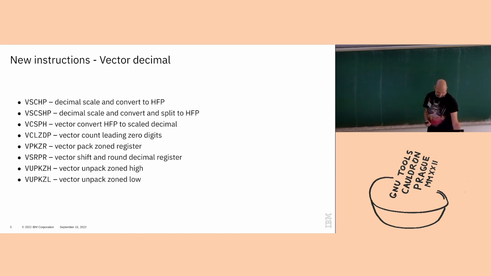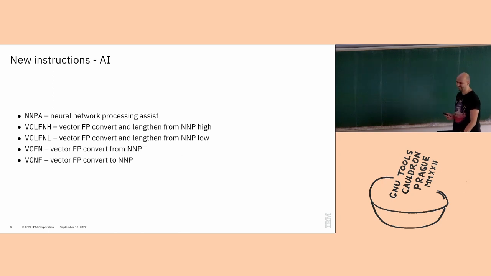Another update is, of course, that we have new machine instructions. One update has been to our vector decimal support. IBM Z already has a lot of instructions for handling decimal point in hardware. Unfortunately, that's not widely utilized in the open source projects. It's mostly for proprietary code. So I'll just mention this and go further.